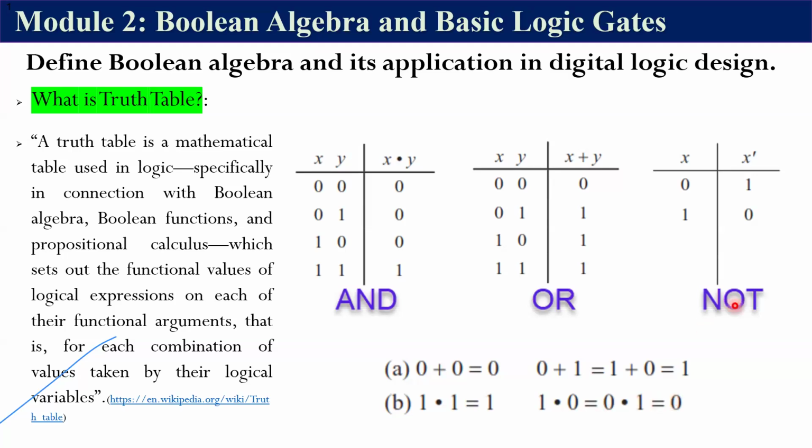Okay? I talked about NOT. NOT is that if you have 0 as input, then you get 1 at the output. If you have 1 at the input, you get 0 at the output. So please pay attention to the basics here.